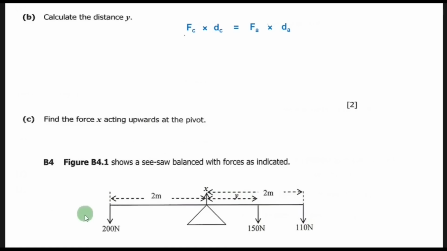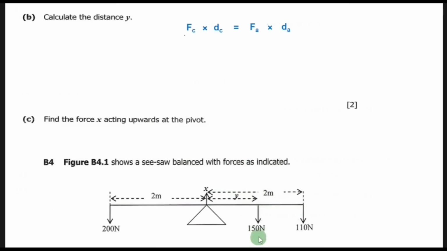So the sum of the anticlockwise moment must be equal to the sum of the clockwise moment. Here there are two forces that are causing the moment that can cause this one to go like this. There's this force and this force, so you add them. We are saying this side is clockwise, so we are starting with this side.